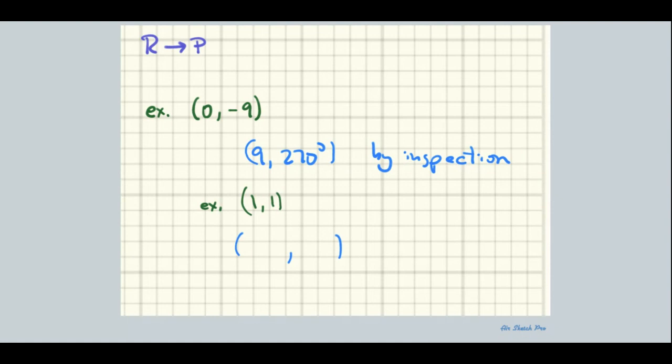What's the angle in this one? (1, 1). Visualize it. No, not 30. What is it? That's straight.